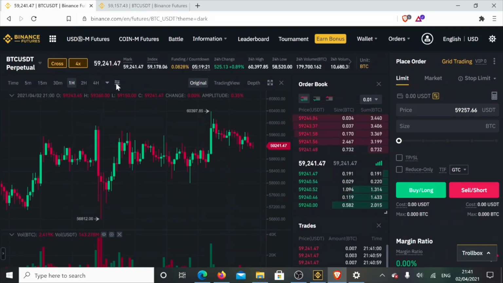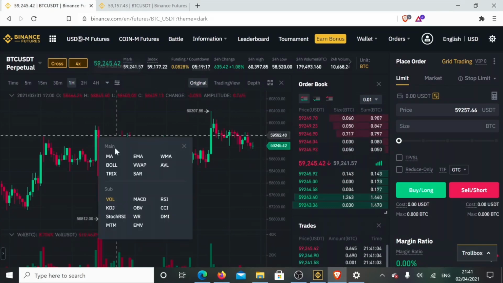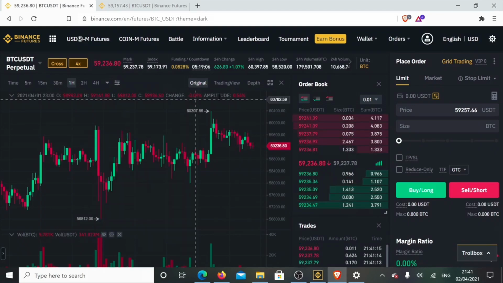Okay. Now, this is your technical indicators. Click on it. You can see your moving average, Bollinger bands, volume, and all of these are just technical analysis. I don't use this myself. Personally, I think it's too simple, so I use TradingView.